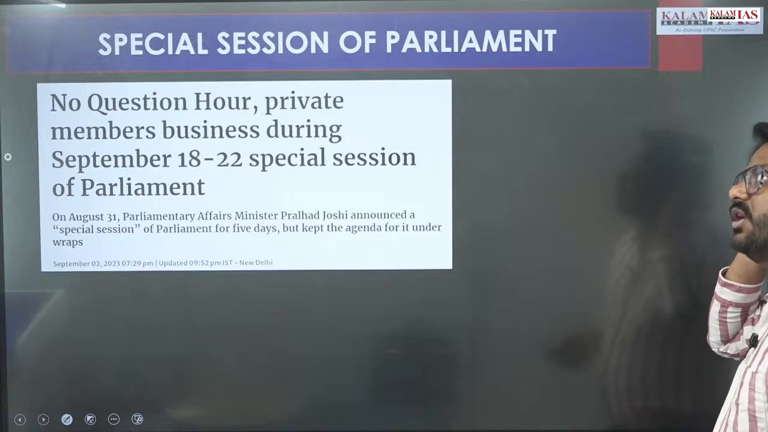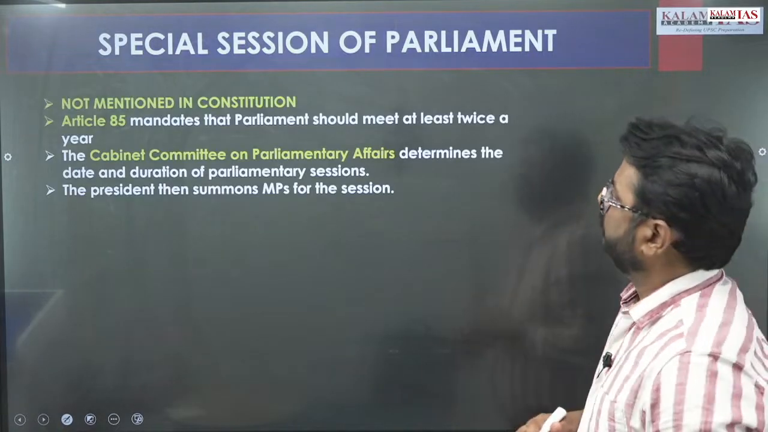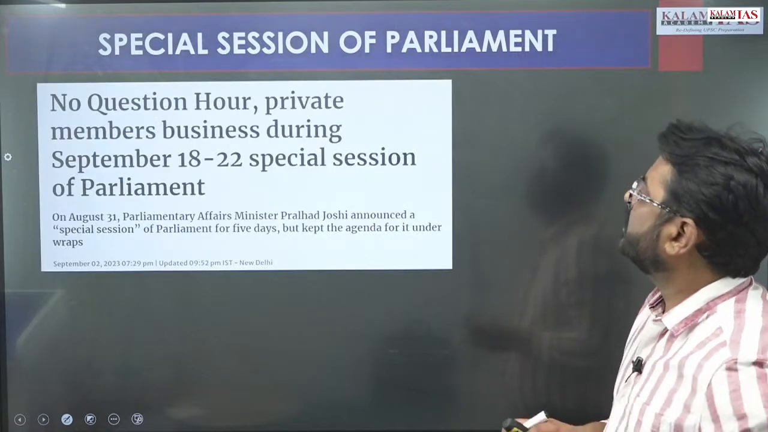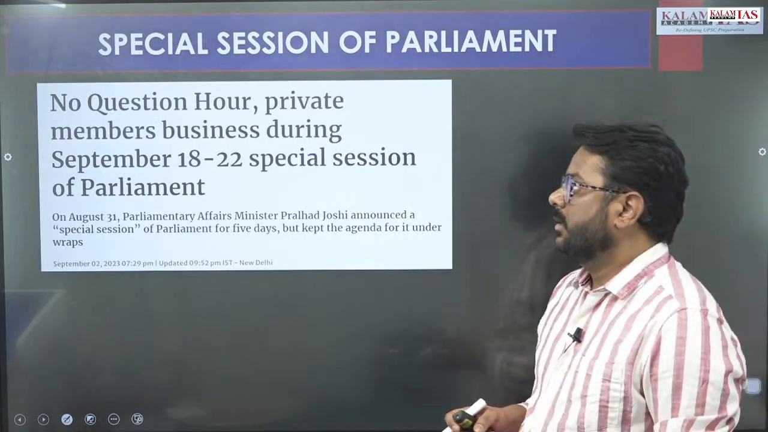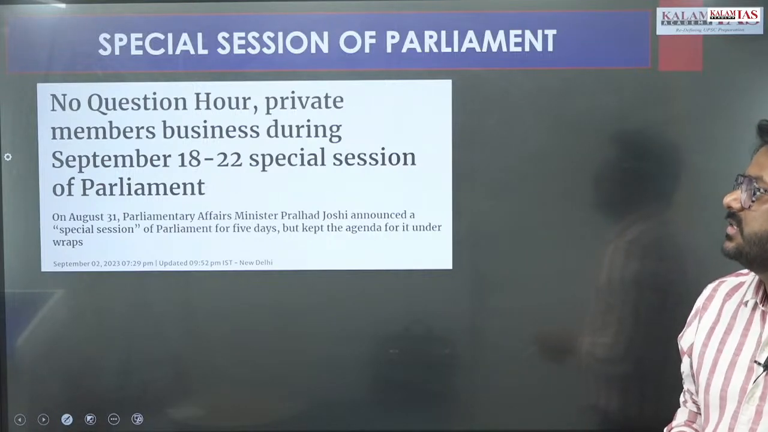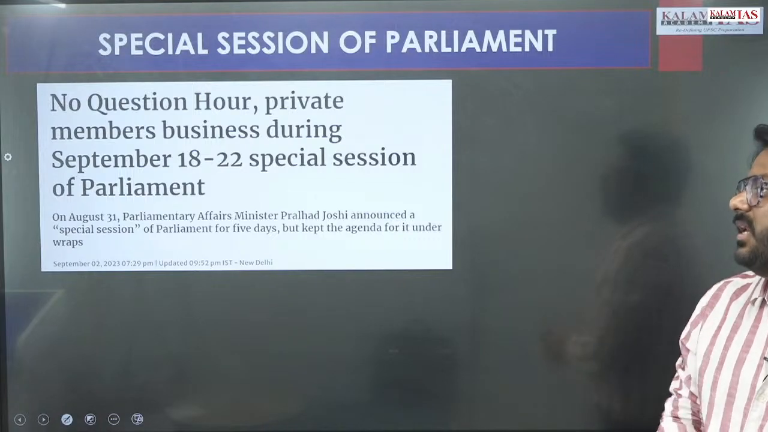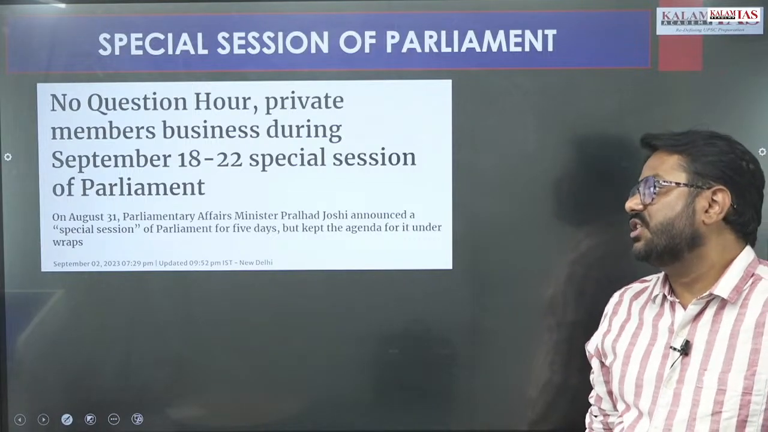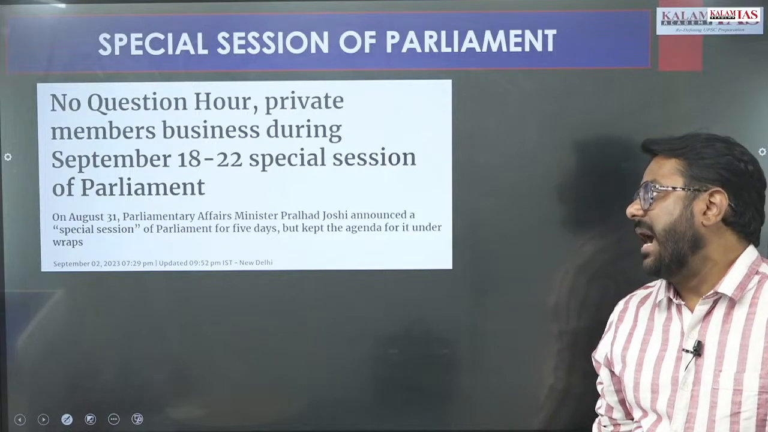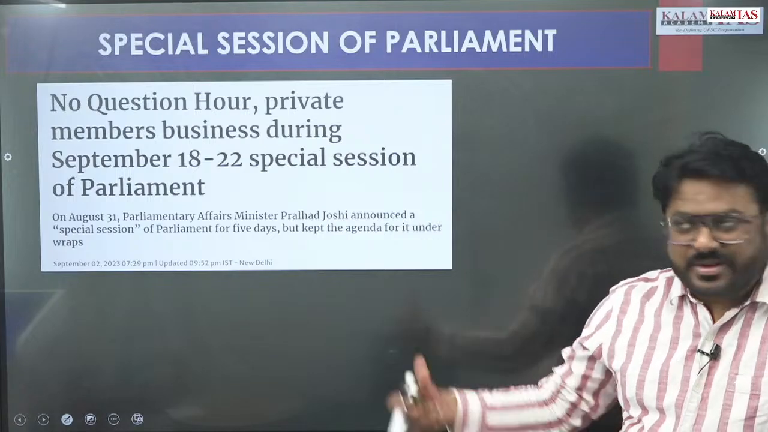Another thing which was in news was special session of parliament. No question hour or private member business during September 18 to 22 special session of parliament. Parliamentary Affairs Minister Prahlad Joshi announced a special session of the parliament for 5 days but kept the agenda for it under wraps. So this was in the news.